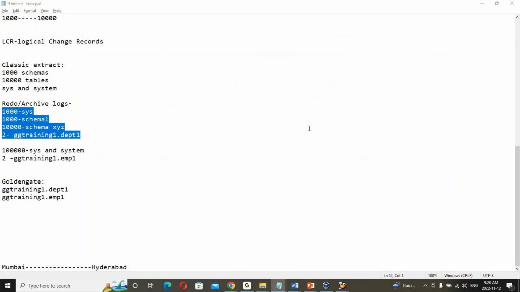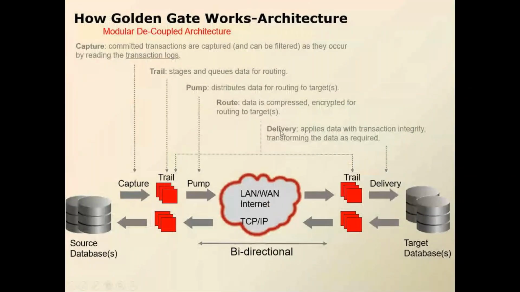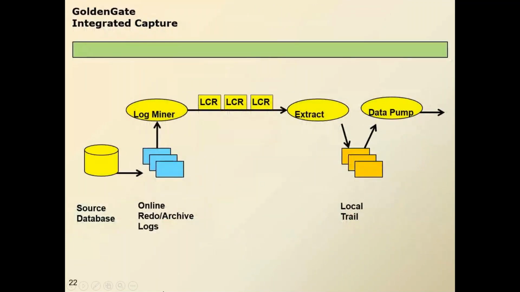However, GoldenGate is a tool which is external to the database. Hence, classic extract is the one which is external to the database. So because the extract process is external to the database, when it does the same task, it is slow. Log miner, because it is internal to the database, does it in a much faster mode. So the performance of integrated extract is much faster than classic extract.